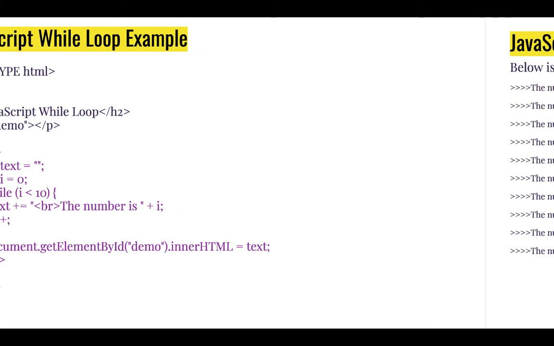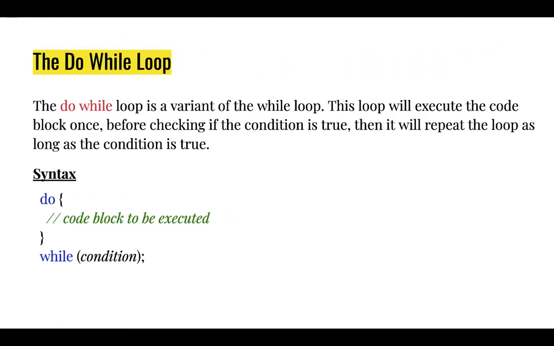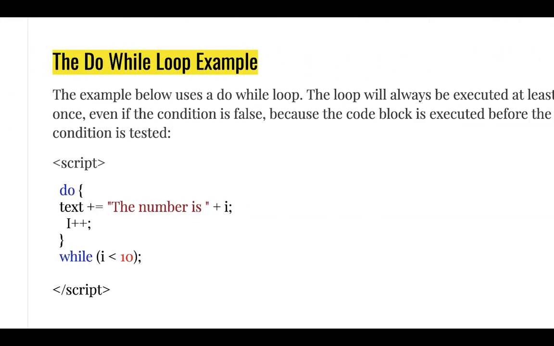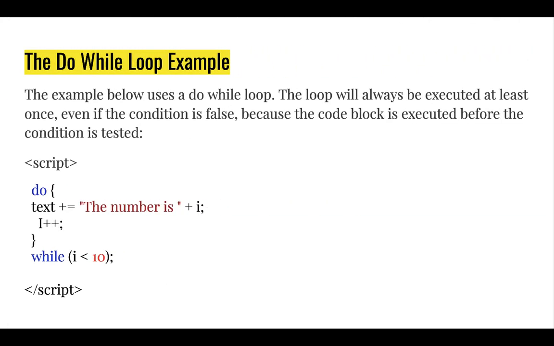There's also a do while loop. The do while loop is a variant of the while loop, just that it will execute the block once before checking if the condition is true. Do whatever is here first, before it repeats the loop while checking if the condition is true. This is an example. Go through the example, study it, and I'm sure you will get it.